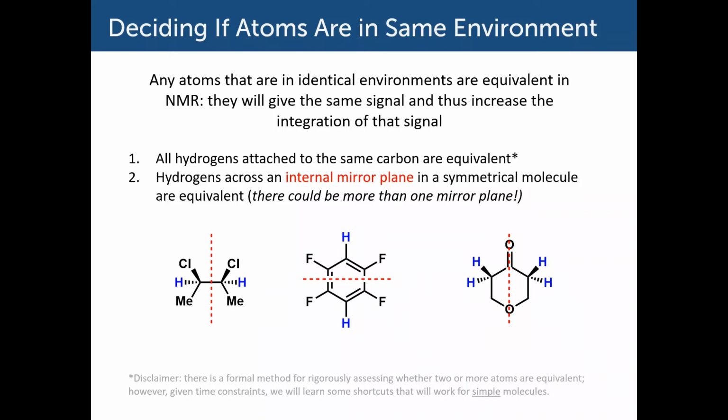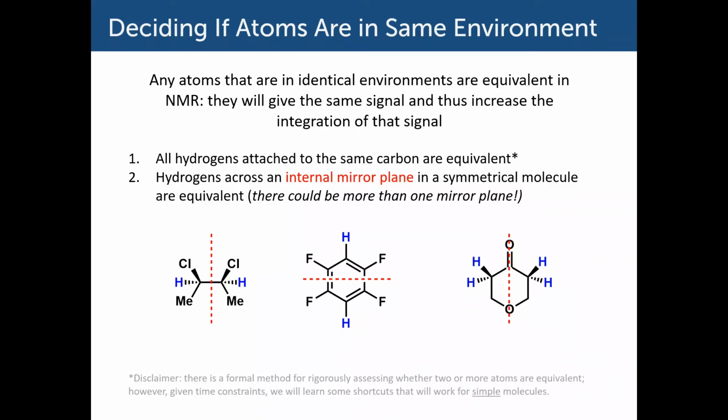In the example on the left, we've got two hydrogens that are not attached to the same carbon, but they are in the exact same environment because of the symmetrical nature of the molecule, right? Those two blue hydrogens have the same proximity to the chlorines and the methyl groups, so they experience the same environments. This is really what symmetry means: the two halves are of equal environments. In the center molecule, you can see the same thing. It's not just alkanes where this is true. As long as there's an internal mirror plane, going directly across the mirror plane will show you equivalent groups.